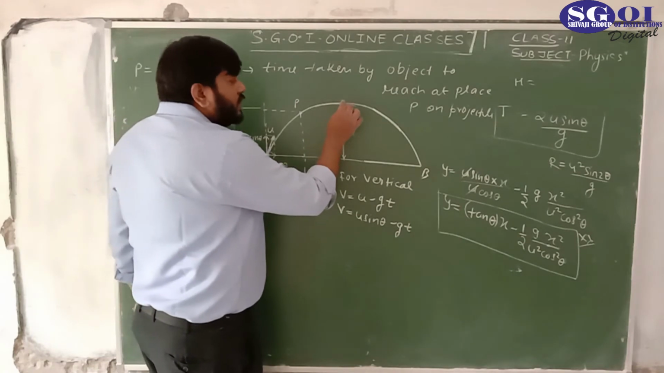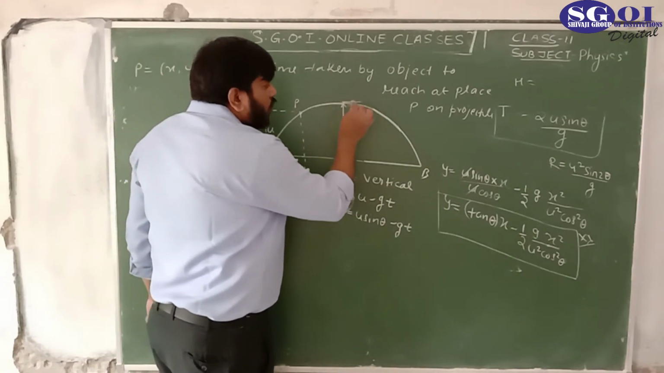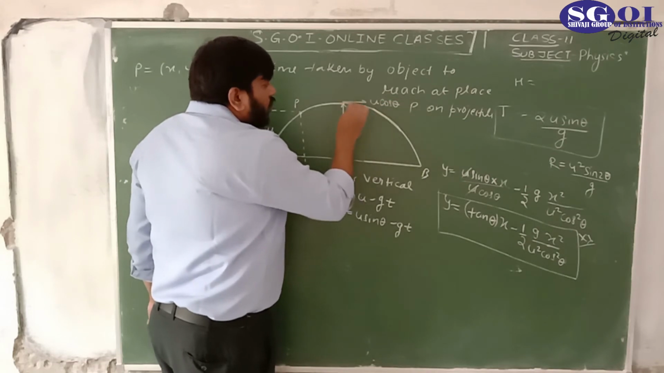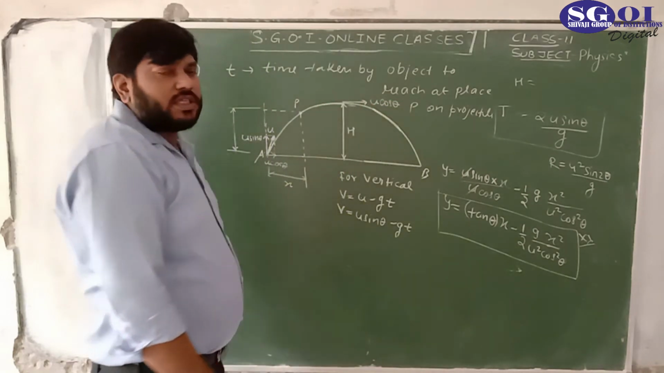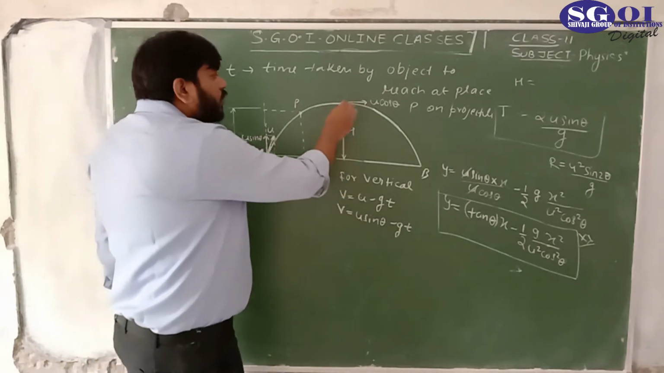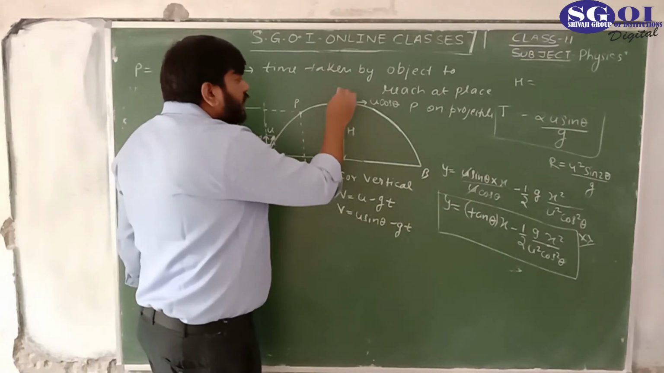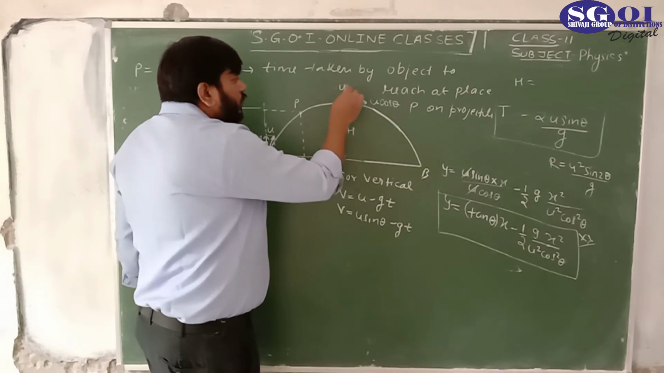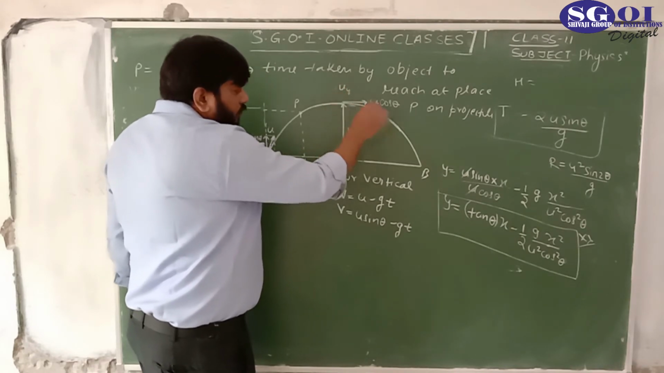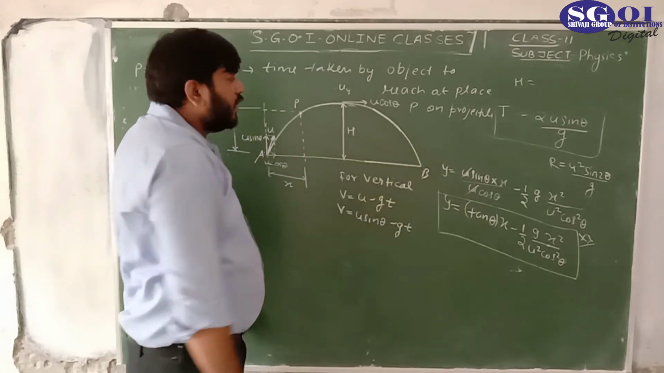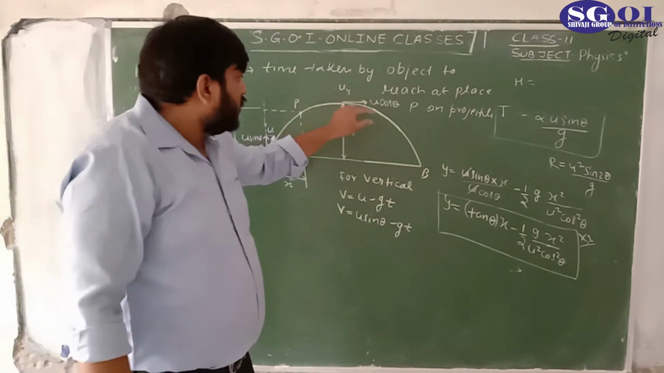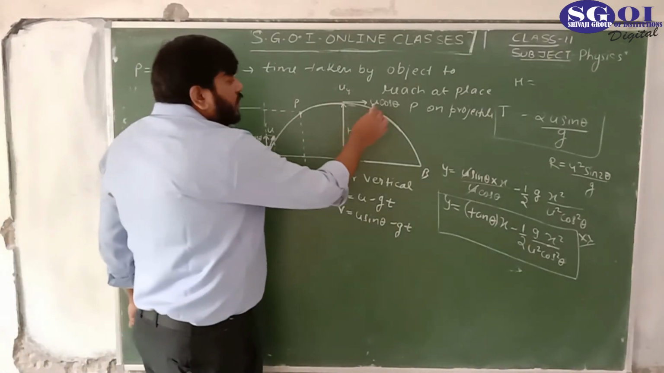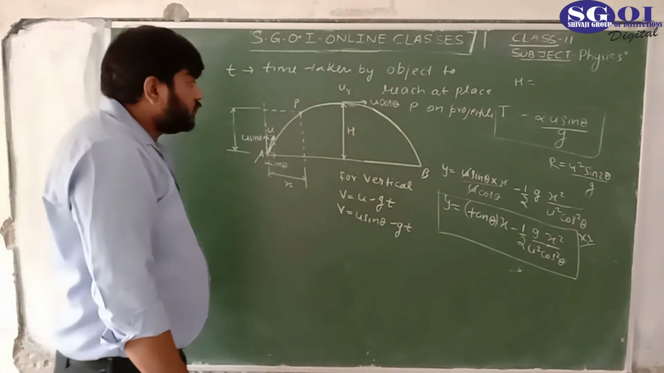Only the component which is here, the horizontal component u cos theta, remains at this maximum height. There is no vertical component, so the vertical velocity at this point is 0, while initially it was u sin theta. Our horizontal component is u cos theta here.